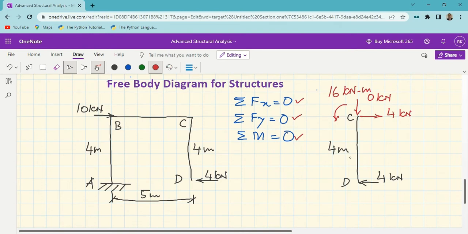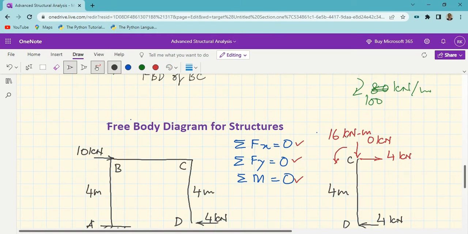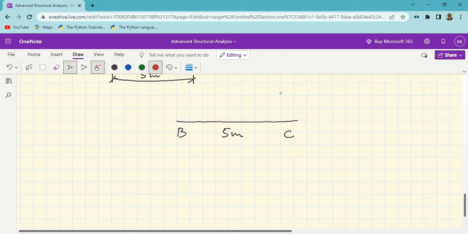We have achieved the static equilibrium of member CD. Now let us achieve the static equilibrium of member BC, member joint C. So I'm drawing free body diagram of member BC. This is 5 meters, I know. This is point B, this is point C. And now look at these. What are the red forces? 16 kilonewton meter anti-clockwise moment, 0 kilonewton downward force, and 4 kilonewton acting towards right needs to be transferred as 16 kilonewton meter clockwise moment because joint C is also in static equilibrium.